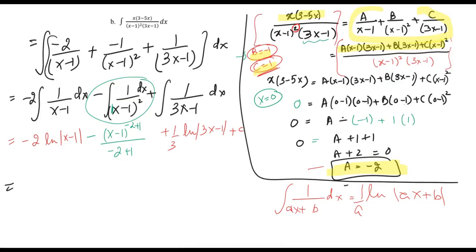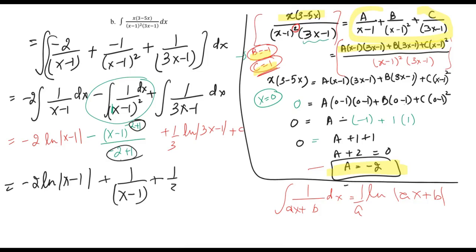So what do we have? Negative 2 natural log of x minus 1. This is negative 1, negative, negative, positive 1 by x minus 1 because the power will become negative 1. Plus 1 by 3 natural log of 3x minus 1 plus c. This is your answer to the integral.